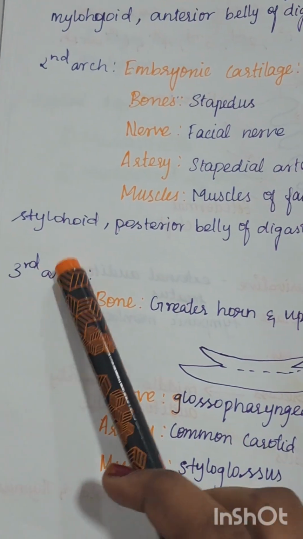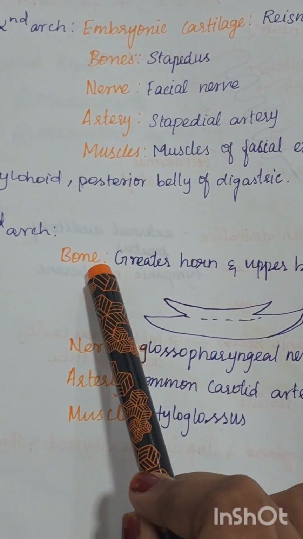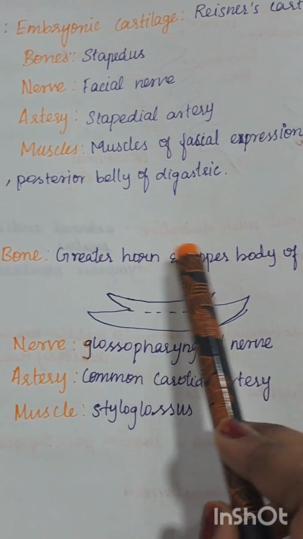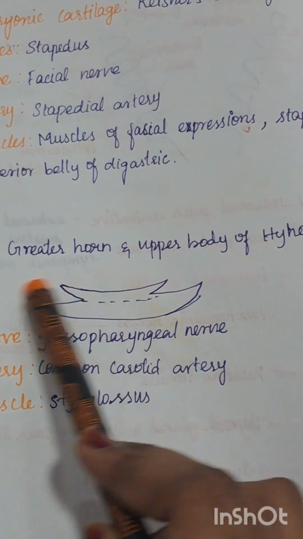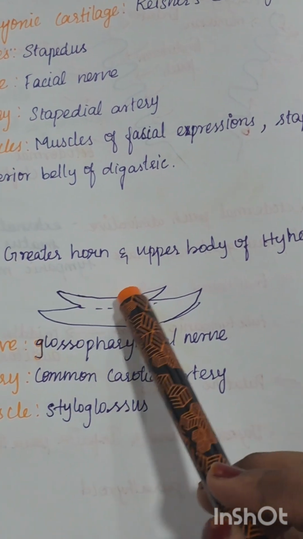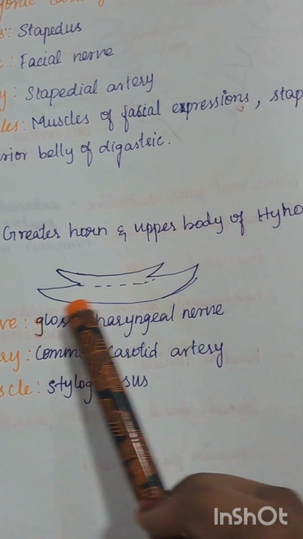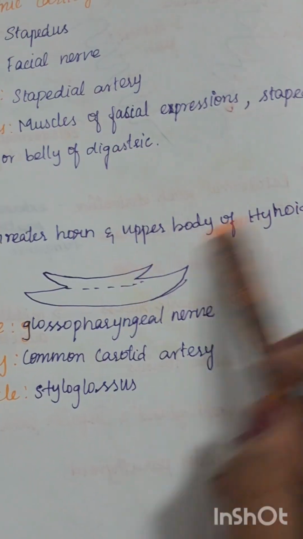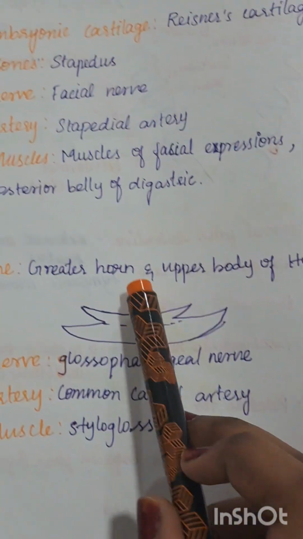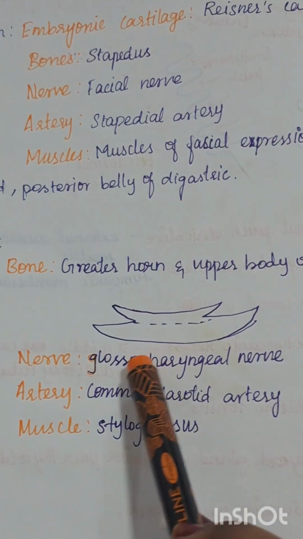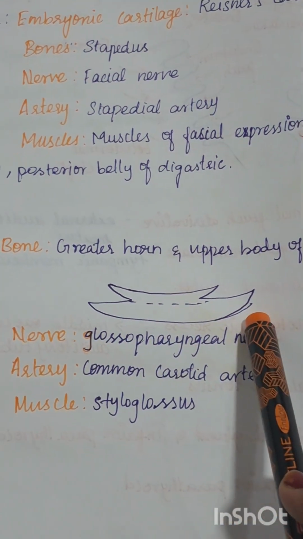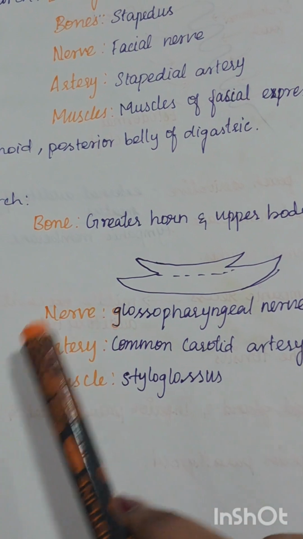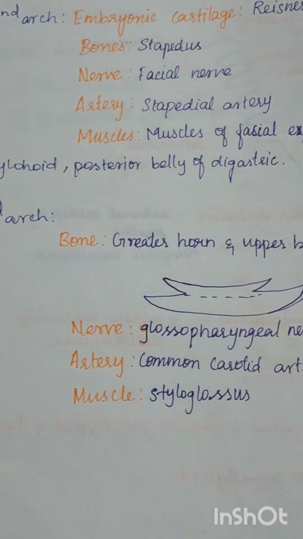Coming to the third arch, the bones derived from the third arch are the greater horn and upper body of the hyoid. This is the hyoid bone. This is the greater horn, and the upper body is derived from the third arch. The nerve is the glossopharyngeal nerve, which supplies only one muscle, the stylopharyngeus muscle. The artery is the common carotid artery.